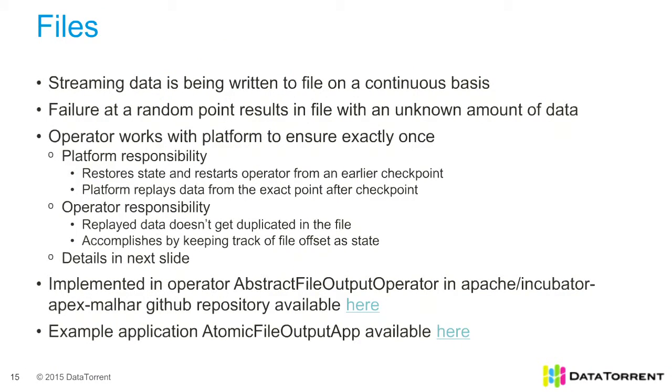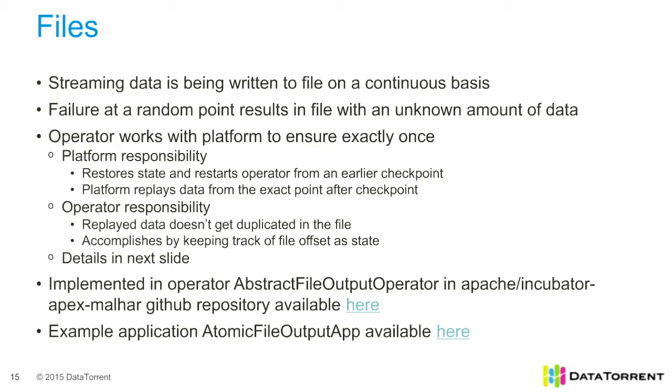Okay, so the first is when you're writing to files, like let's say you're writing to an HDFS file or an NFS file. So what's happening here is data is streaming in and it is being written to a file on a continuous basis. Now, the failure can happen at any random point of time, in which case your file has an unknown amount of data, because there's buffering involved in between. Data is not immediately written to disk, and so on, right?